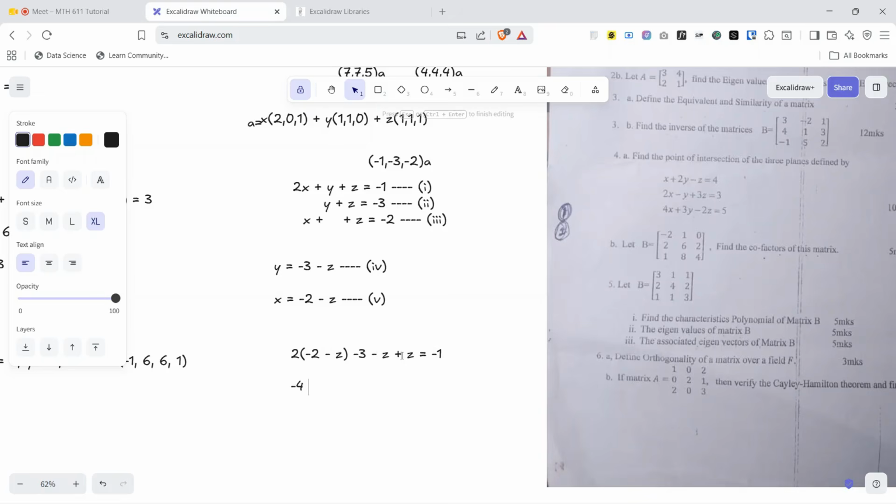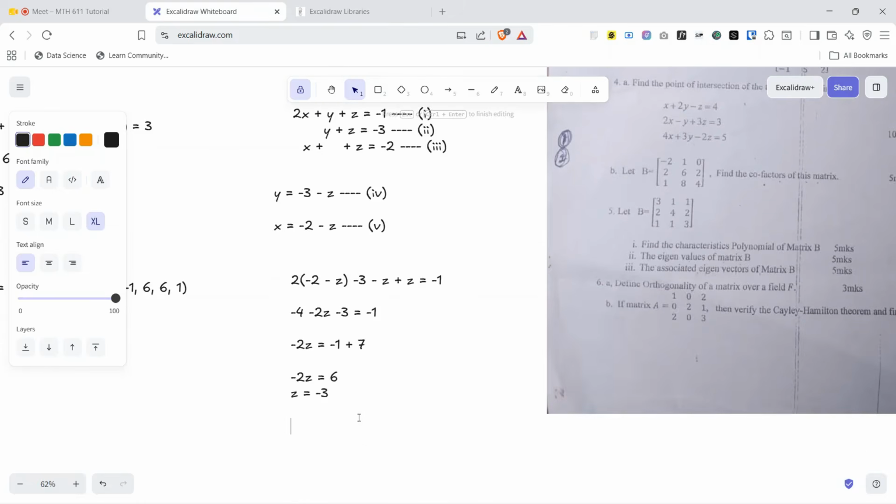So this would give us minus 4 minus 2z minus 3, minus z plus z, that is 0. So this cancels already, equals to minus 1. So this will give us minus 2z equals to minus 1 minus 3 minus 4 minus 3, that's minus 7. If we carry it to the other side, that will be plus 7. So this would be minus 2z equals to 6. So z equals to minus 3.